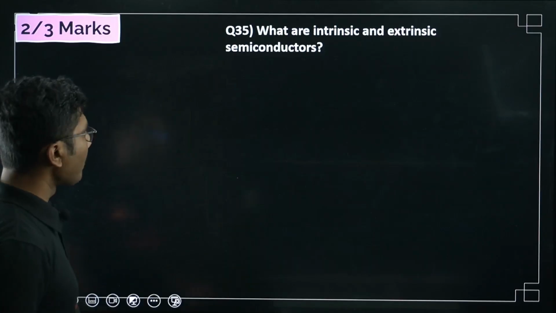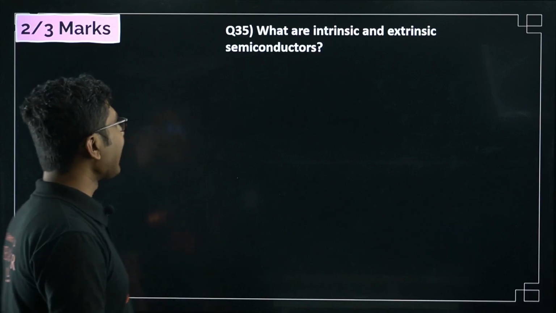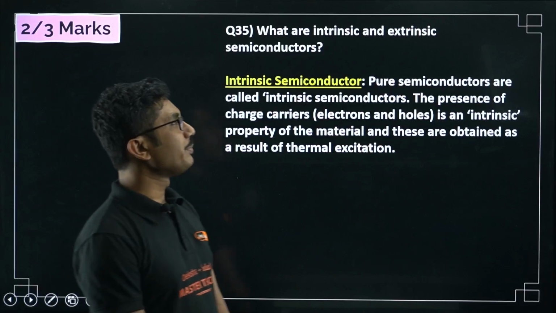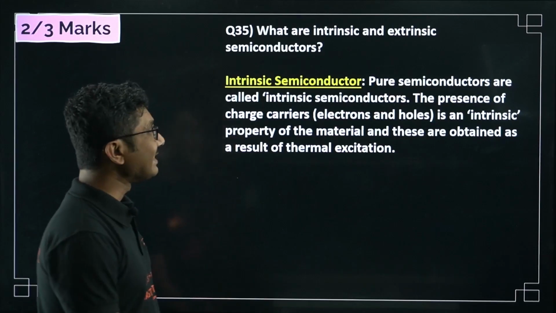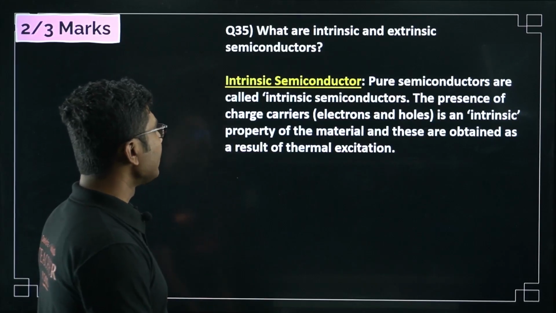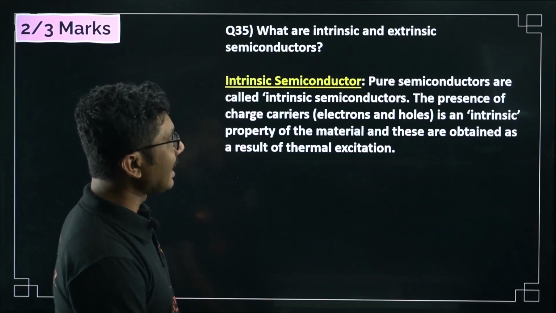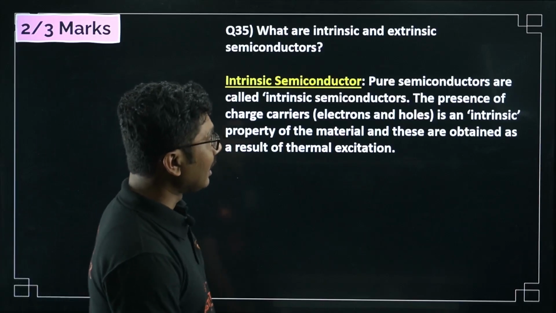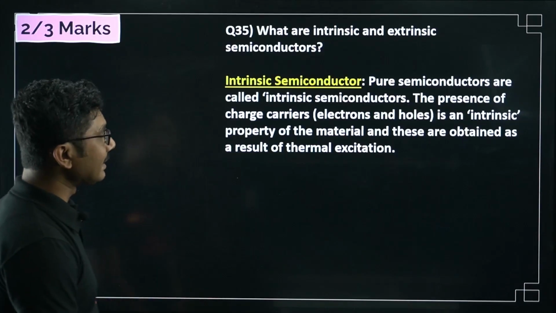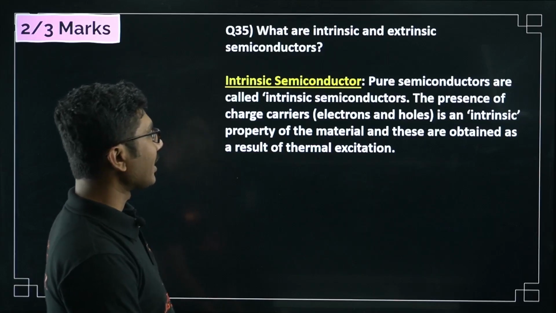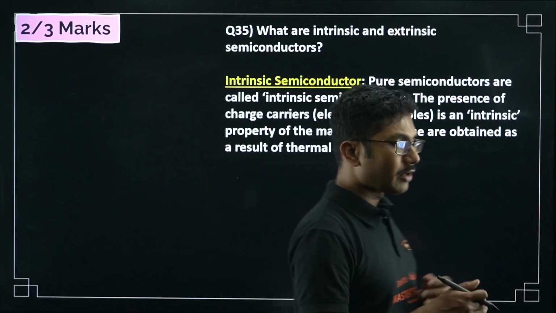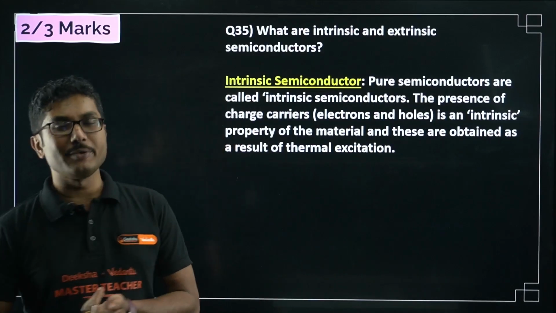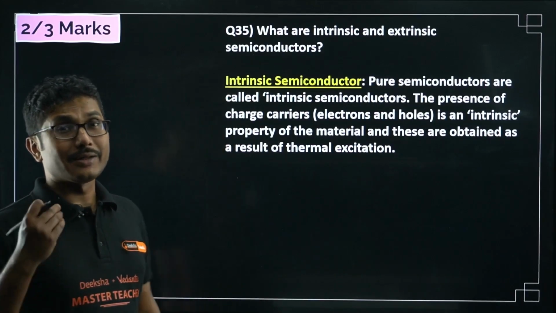It becomes zero. What are intrinsic and extrinsic semiconductors? So intrinsic semiconductors are those pure semiconductors. The presence of charge carriers, electrons and holes, in an intrinsic semiconductor is an intrinsic property of the material, and these are obtained as a result of thermal excitations. So the number of electrons and the number of holes are the same. They are intrinsic properties and can only be obtained by exciting it thermally.